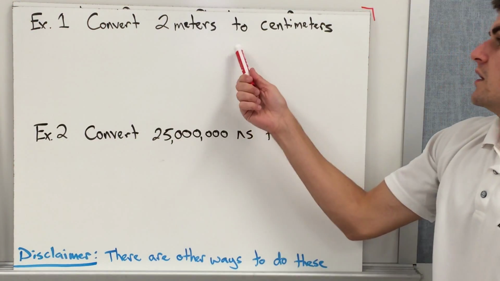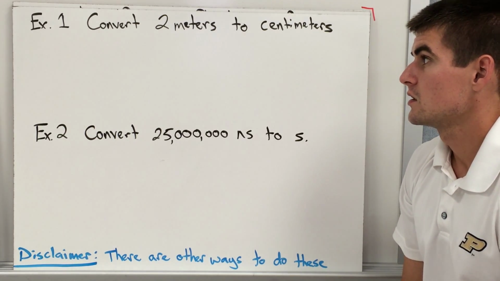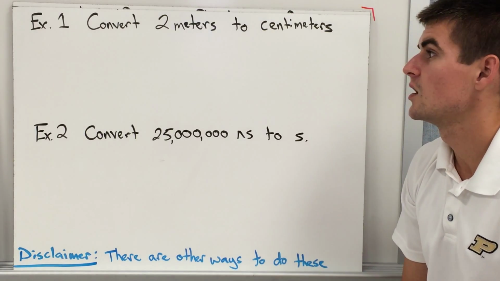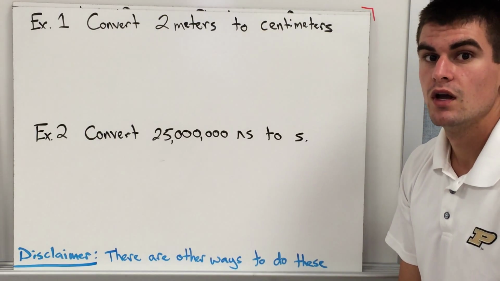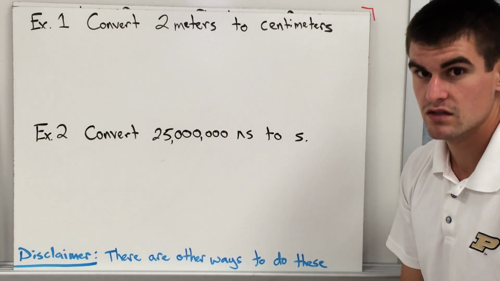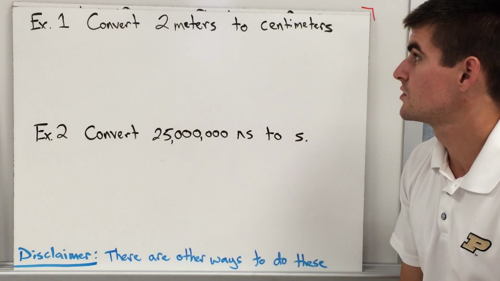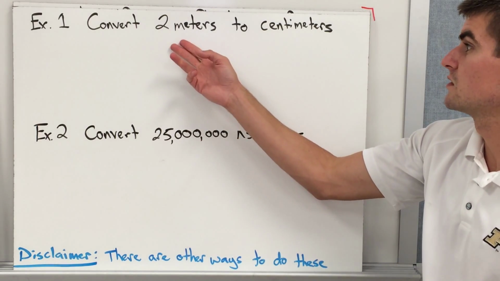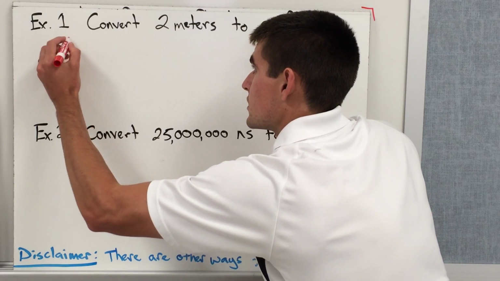Example 1, convert 2 meters to centimeters. You might know how to do this. You might know how to do it a completely different way. That's okay, but I want to show you using what we just talked about. I think it'll make it easier for some of the ones where you don't know the exact conversion factor. Just as before, start with whatever number you're given. In this case, we are given 2 meters. So let's start there.